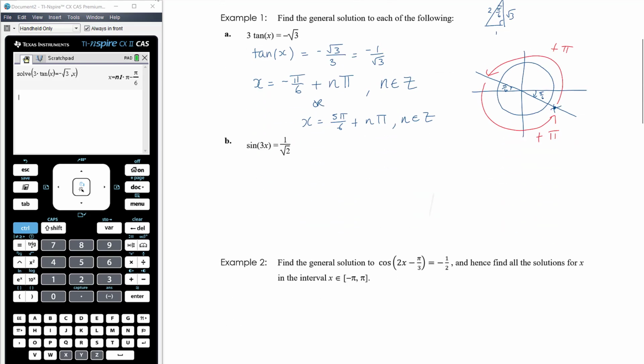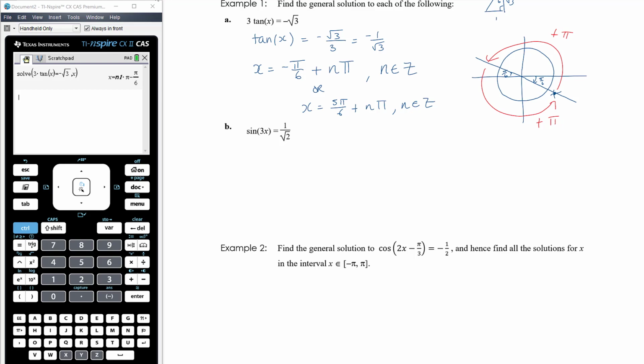Okay, let's have a think about the second one. Sine of 3x is equal to 1 on root 2. So 1 on root 2 comes from the special triangle with 45-degree angles in it, so the exact value we're dealing with here is pi on 4, and sine is positive. So in terms of locations of the solutions, we have pi on 4 in the first quadrant, and 3 pi on 4 in the second quadrant.